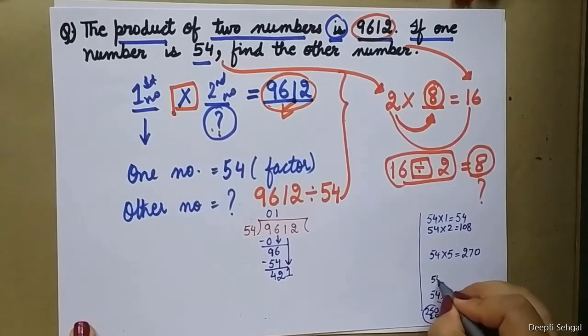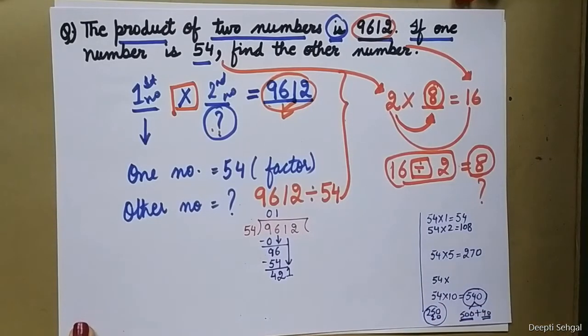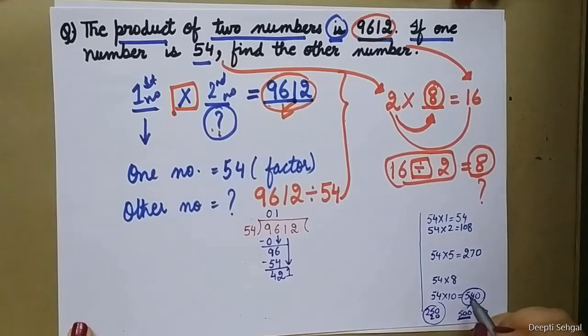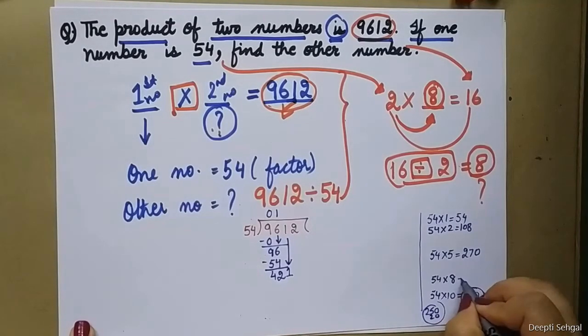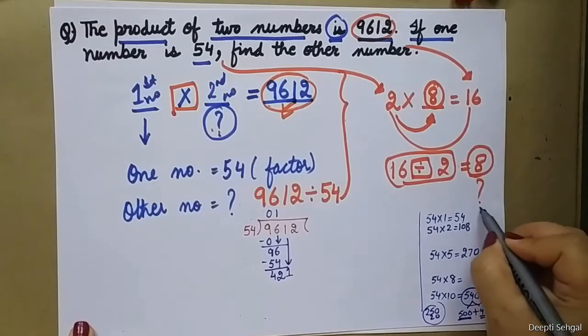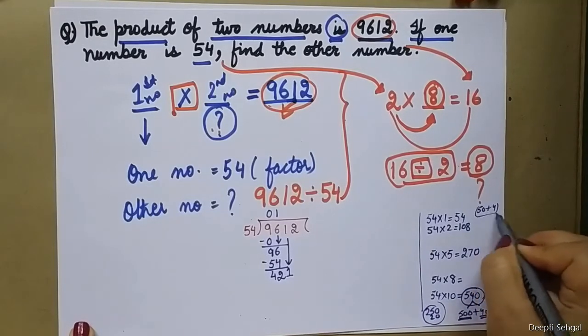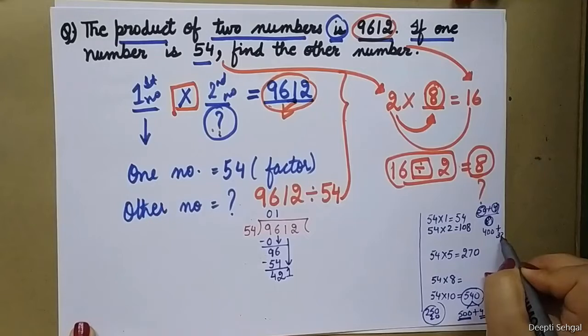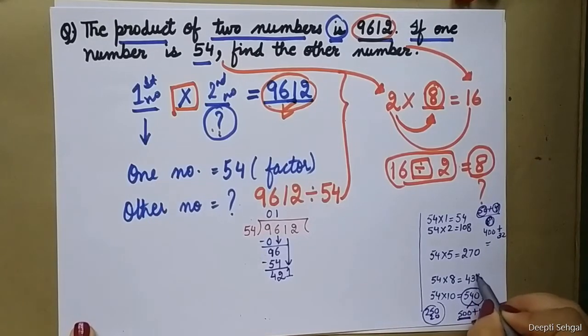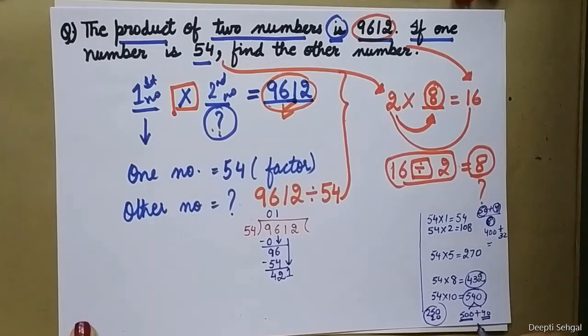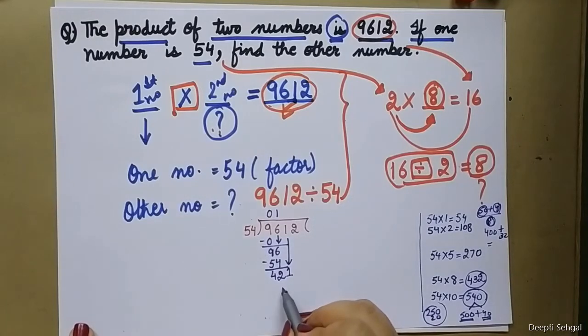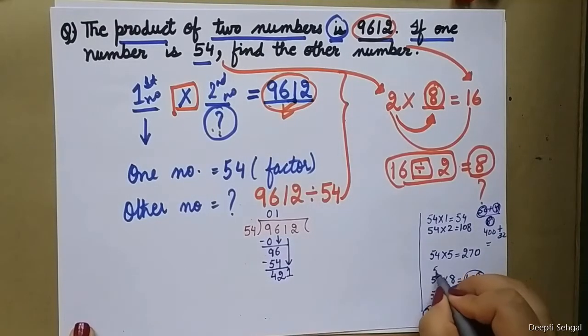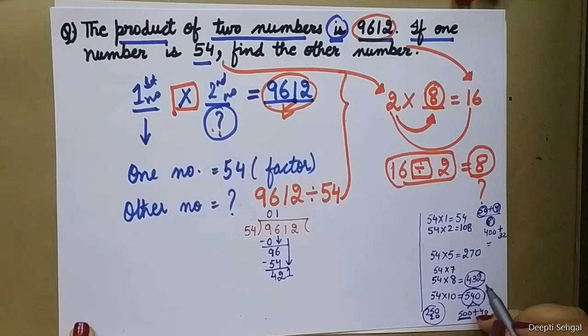So either I can try 54 multiply by 9, or I can try 54 multiply by 8. So I am trying 54 multiply by 8. Either I can multiply like 50 added to 4 multiply by 8. So 50 multiply by 8 is 400, and 4 multiply by 8 is 32. So the product is 432. So my product is 432, which is more than this. I cannot take this. So 54 multiply by 7.